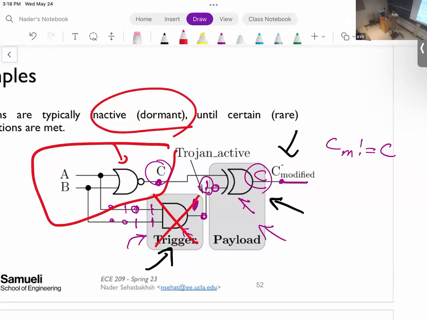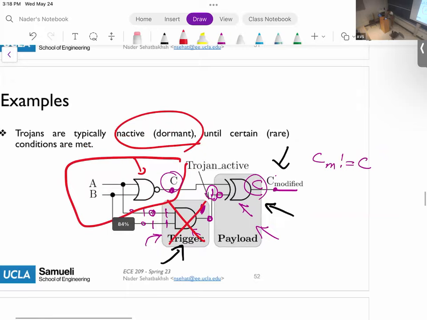Nothing prevents you from doing that. There are actually Trojans like that in the real world that just change the logic so that every time you send, for example, 0, 0, you're expecting to get 1, but you're getting 0, or the other way around. So this is the very basic example of how a Trojan could work.